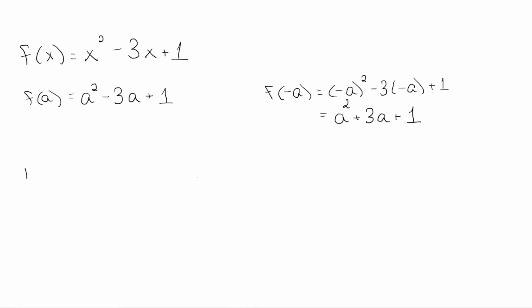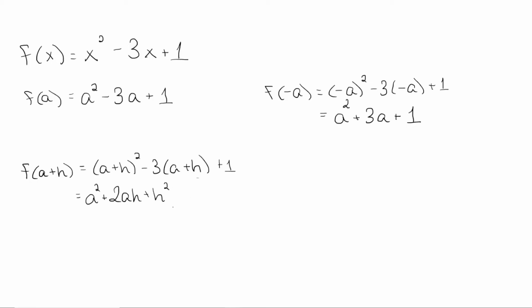We can find things like f of a plus h. In this case, we would have a plus h squared minus 3 times a plus h plus 1. If I FOIL a plus h times a plus h, I would get a squared plus 2ah plus h squared. If I distribute my next parenthesis, I have negative 3a minus 3h plus 1.